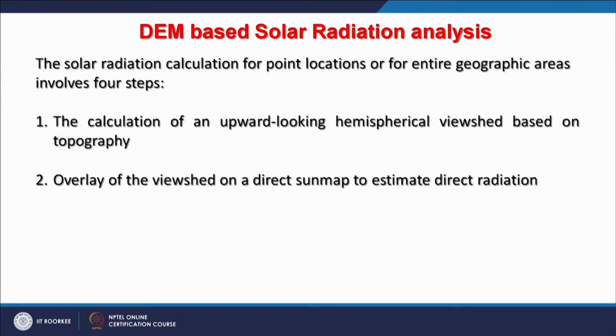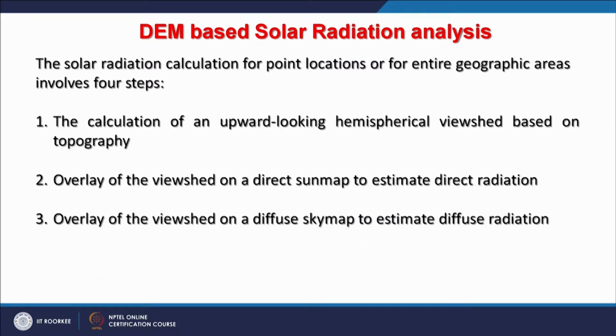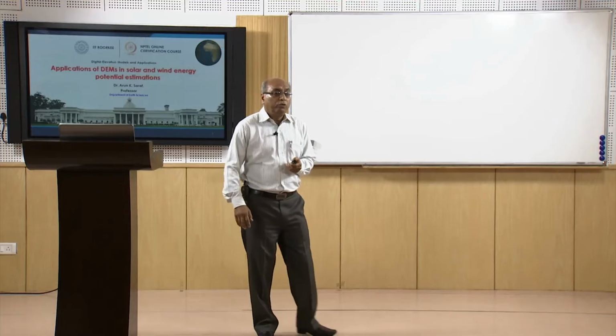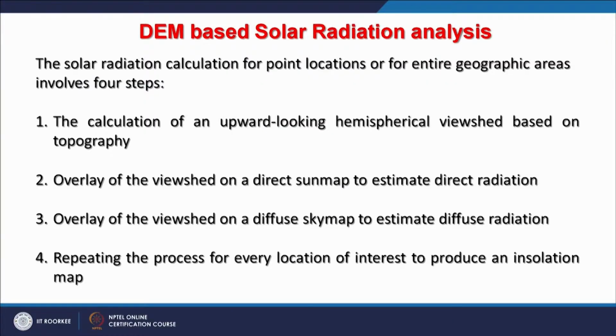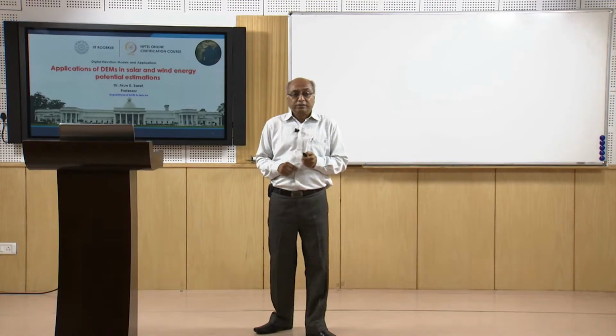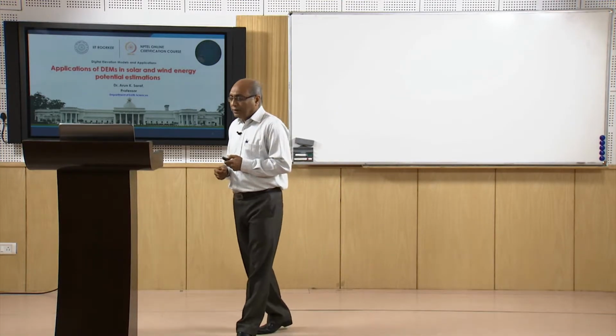The second step is overlaying this viewshed on a direct sun map to estimate the direct radiation. This sun map can also be calculated using digital elevation models. Then the third is overlaying this viewshed on a diffuse sky map to estimate diffuse radiation. And the fourth step is repeating the process for every location of interest to produce an insolation map. And I will show you some examples.